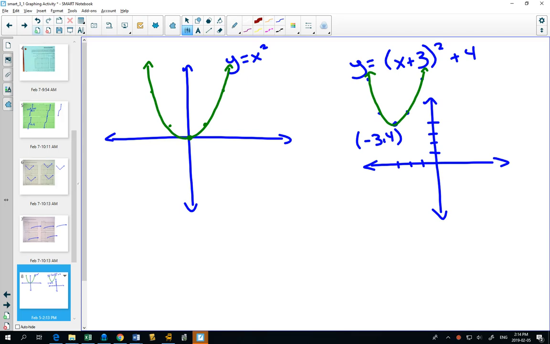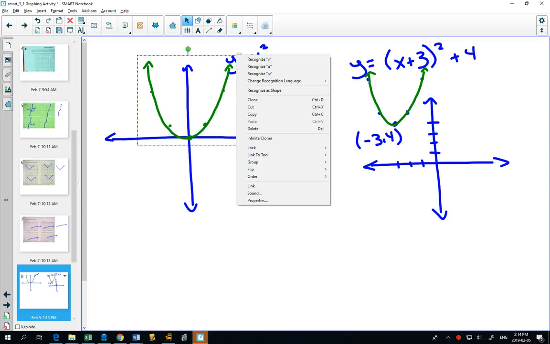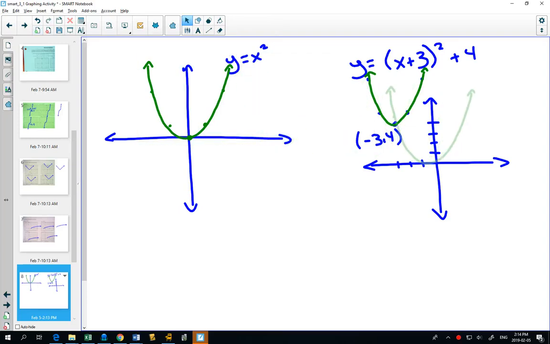Now, if we think about what happens inside of a function, what happens outside of the function, can you see that the plus 3 is inside the function? That should move my graph, right? Here's my graph. That should move it 3 to the left, and then the plus 4 should move it up 4. And as you can see from my artistic skills, they match up perfectly. You can practically only see one parabola right now.